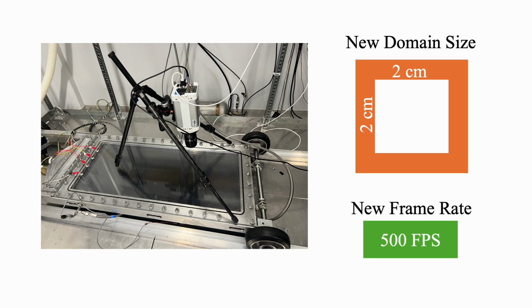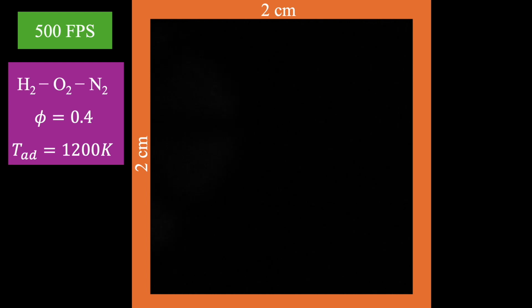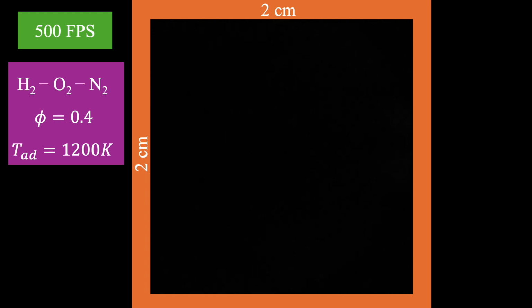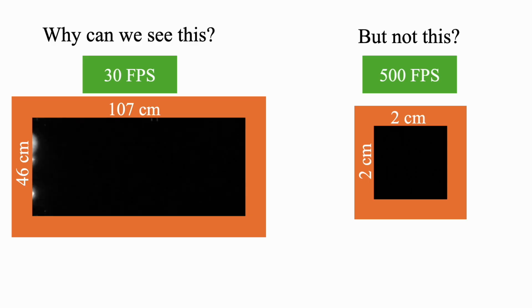To capture this effect, we took our camera and we positioned it close up so that our new domain size is videoing over 2 centimeters by 2 centimeters, and we now have a frame rate of 500 frames per second. This is the video that we saw. It's very dim. It's very hard to see the flame. Maybe just turn down the brightness in your room. So the question is, why can we see the first video at 30 frames, but not the second video at 500 frames per second?